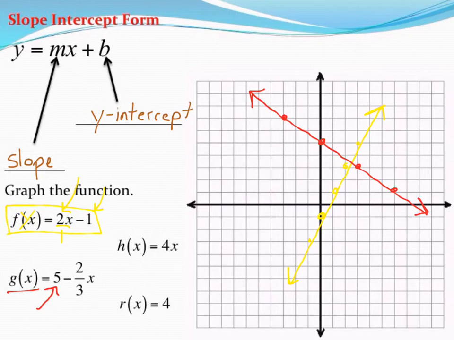Next up, we've got h of x. This time I don't have a y-intercept, or more specifically, I have a y-intercept of 0. My graph will pass right through the origin. So there's my point on the origin. My slope is 4 over 1. So I'll count up 4 and over 1, 1, 2, 3, 4, over 1. Or I can count down 4, 1, 2, 3, 4, and backwards 1.